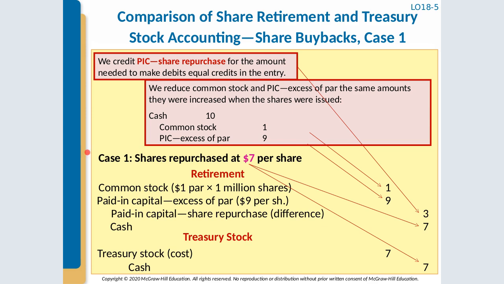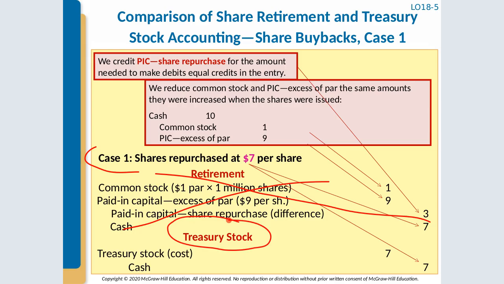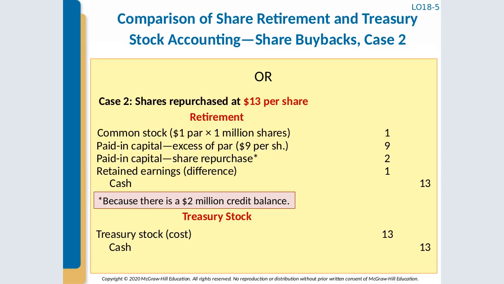So here we have an example. Let's assume that we are going to repurchase this 1 million shares for $7 per share. We're going to skip over retirement and concentrate on treasury stock. If I'm just repurchasing the shares, I debit treasury stock for $7 per share, so $7 multiplied by 1 million is 7 million, and then credit cash for 7 million. I have to keep track of this cost in case I decide to reissue the shares.